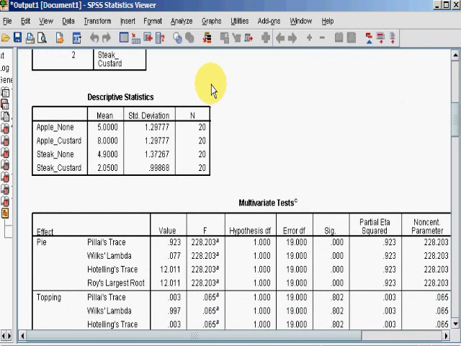The next thing is descriptive statistics. It gives a little table of means. As you can see, the highest mean is for apple pie and custard, and the lowest mean is for steak pie and custard. Standard deviations and n equals 20.